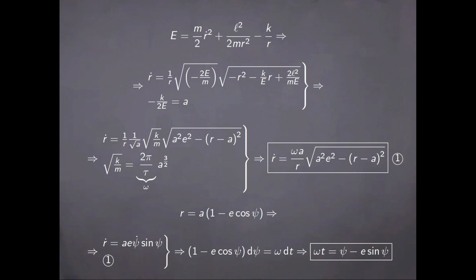Now, remembering that in the case of elliptical motion, we wish to define the radius in terms of the eccentric anomaly through this expression. If we take its time derivative, we obtain the result here. And if we use this together with the equation 1, then we immediately obtain this differential form, which can be integrated straight away to give us the known expression of Kepler's equation.